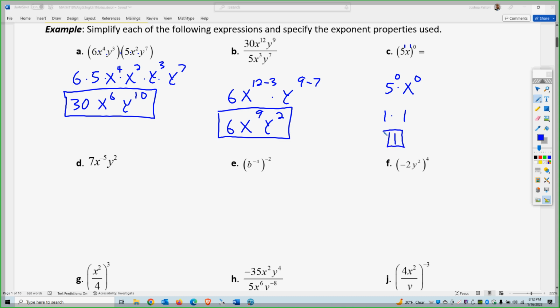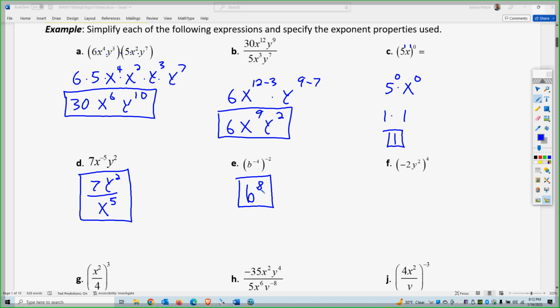Okay. All right, so the next one is a negative exponent. So this is 7y to the second power over x to the fifth power. And that's as far as you can go because there's nothing like anymore to be able to cancel. Okay, so the next one is a power to a power rule, which is multiply. So I get b to the eighth power, right? Because power to power is multiply.